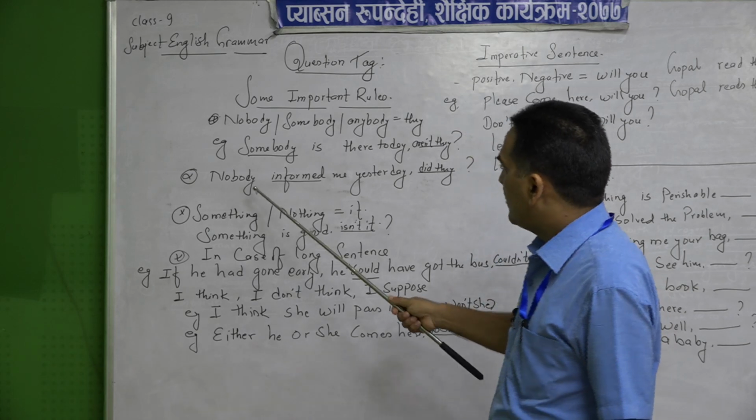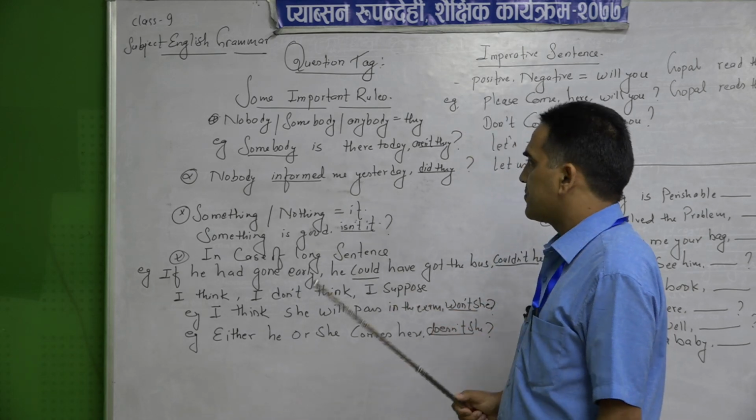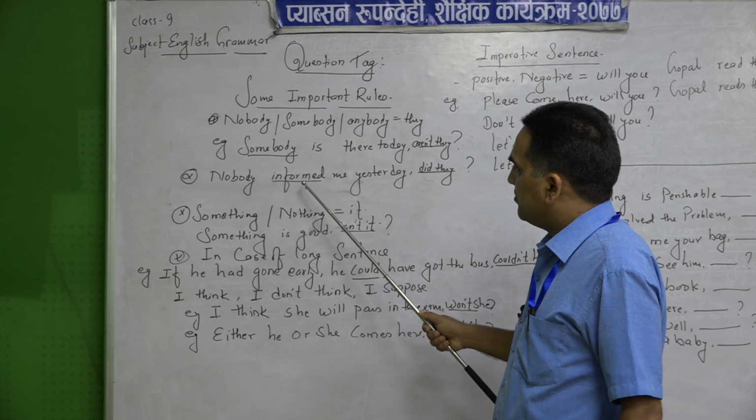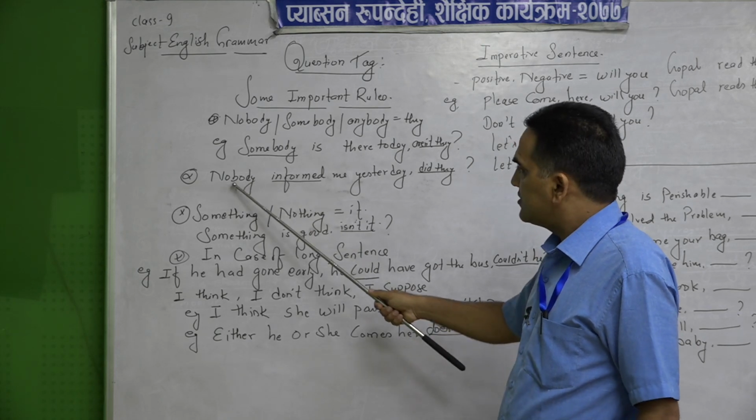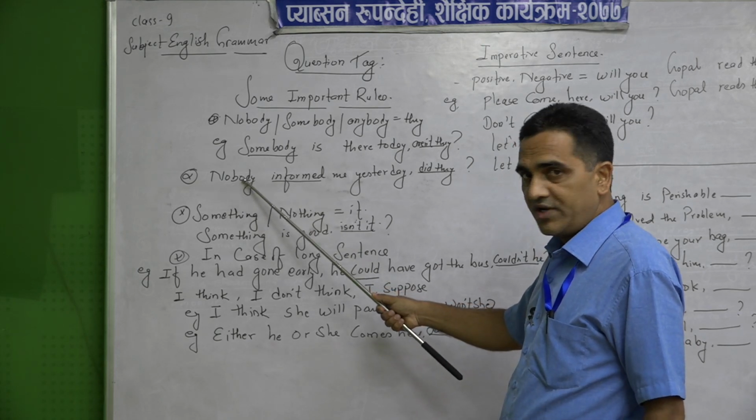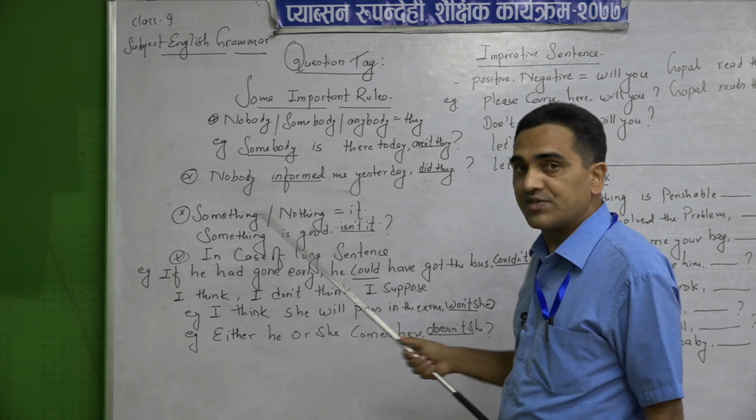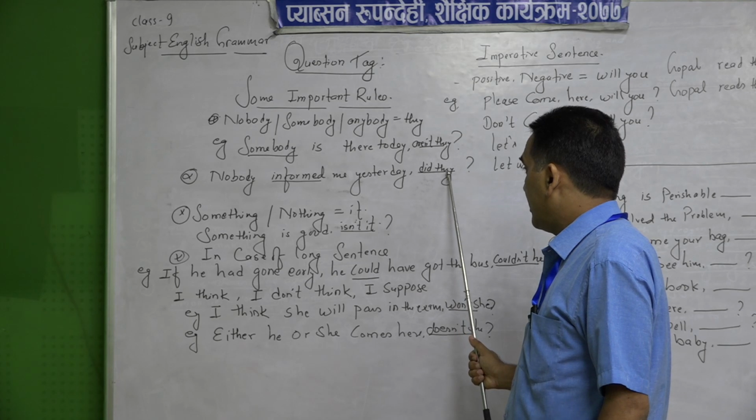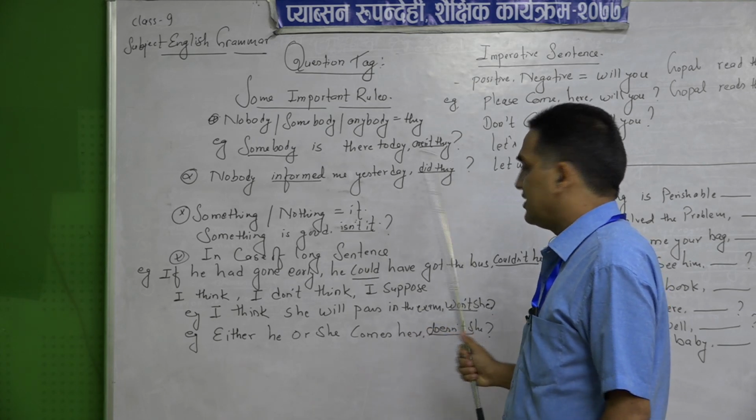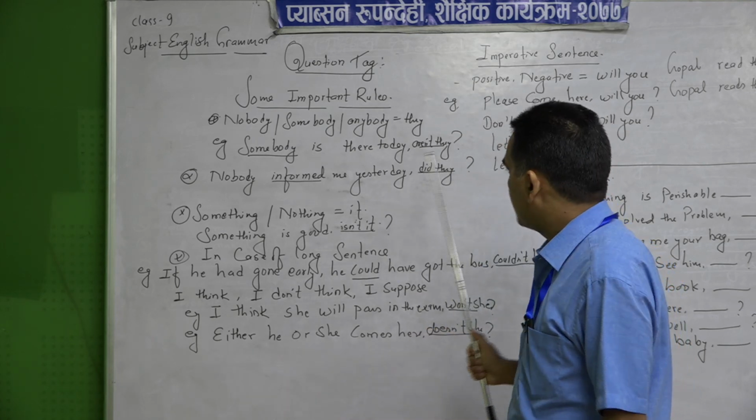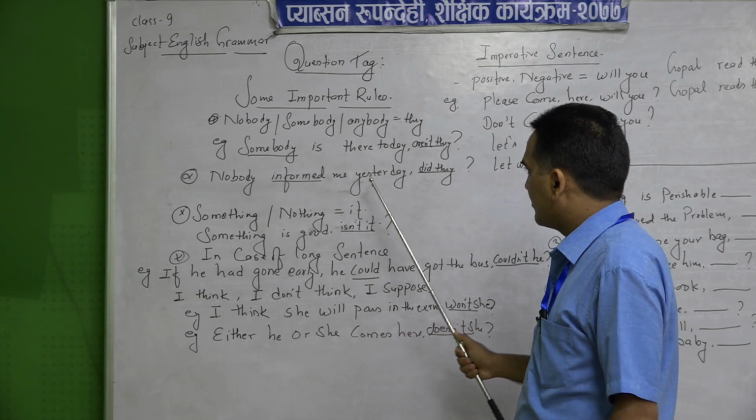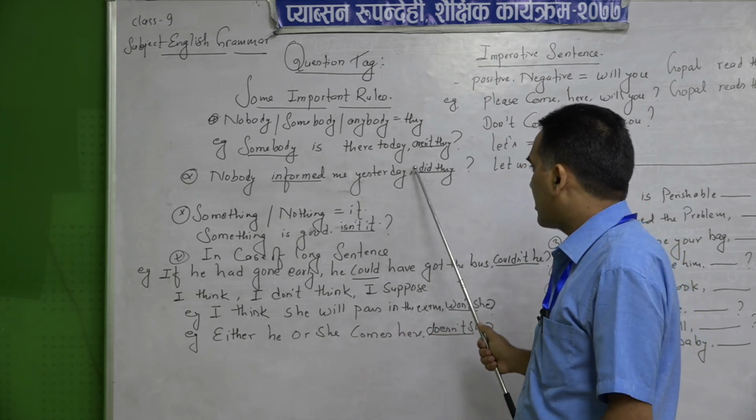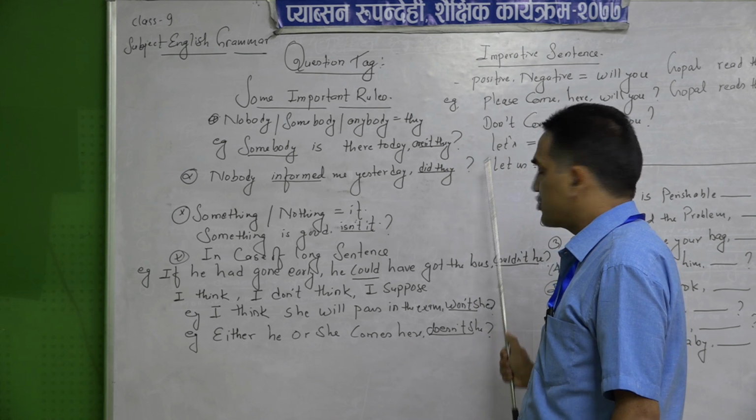So, nobody informed me yesterday. It is B2, past tense. Nobody, negative sentence in past. So first of all we change nobody to they, and this is B2. So did they? It is positive, this sentence is negative. My dear student, don't forget to write the comma. It is a comma and there is a question mark.